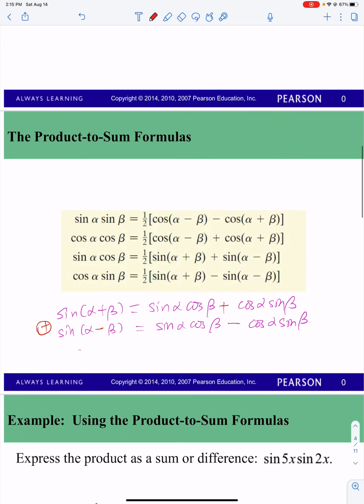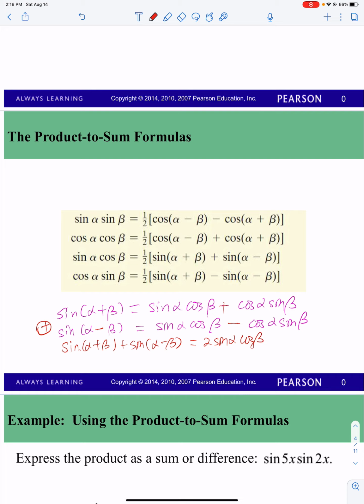Okay, so let's review. Sine of alpha plus beta equals sine alpha cosine beta plus cosine alpha sine beta. Sine of alpha minus beta equals sine alpha cosine beta minus cosine alpha sine beta. This is the sum and the difference formula. Now, when we look at this for the product to sum formula, what happens? If you add these two formulas together, what do you get? Sine of alpha plus beta plus sine of alpha minus beta. You add, this one cancels, so you have 2 sine alpha cosine beta.